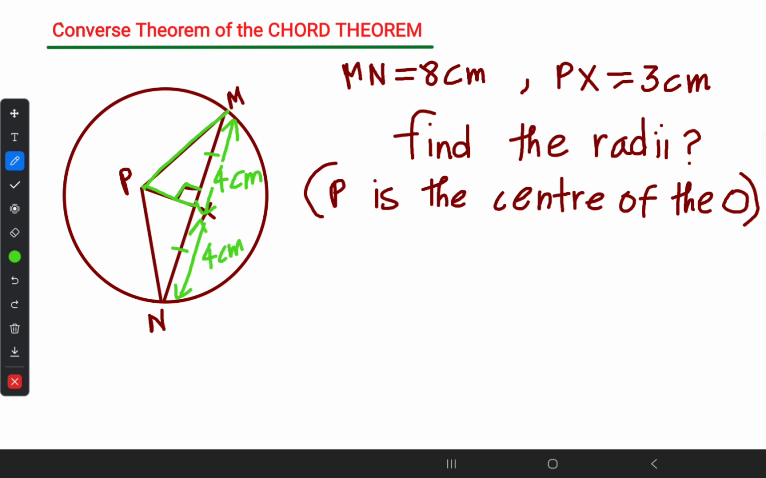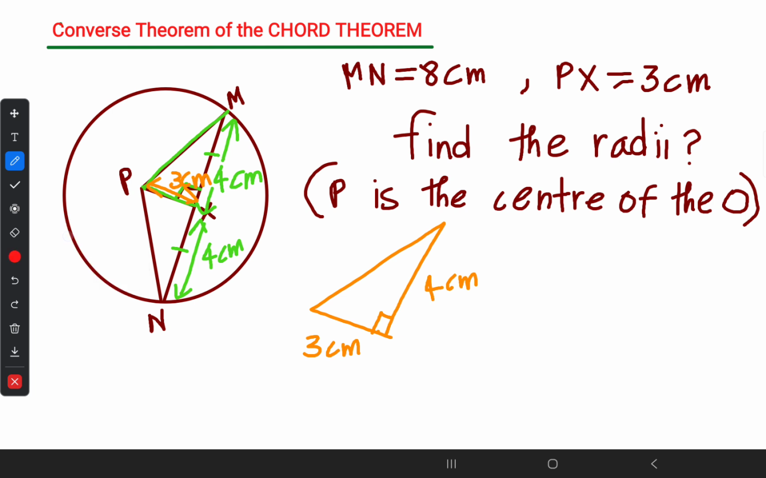Additional note was PX, that is 3 cm. So PX means this length. This is 3 cm. Here you can see, I'll draw here, this is a right triangle. In a right triangle, to find the length of the hypotenuse, we can use the Pythagoras relationship. By using the Pythagoras relationship, you can find the radii of the circle.